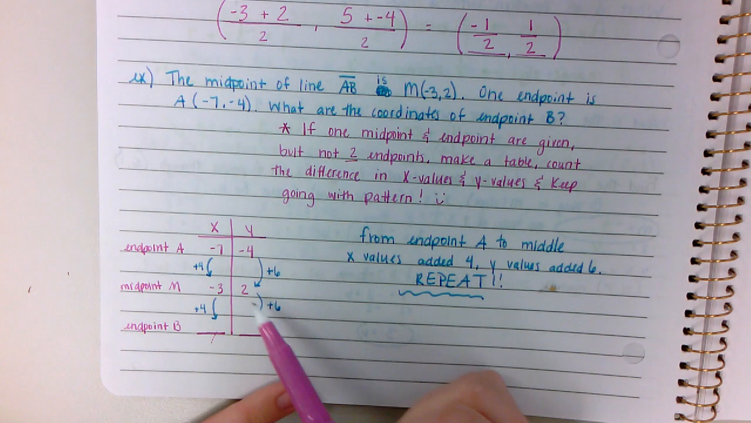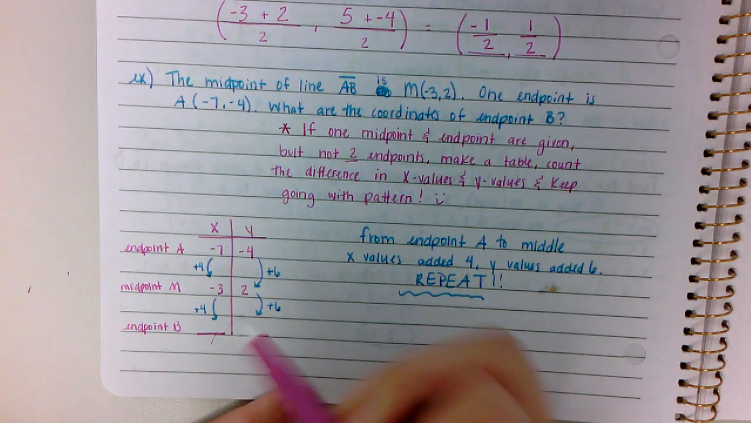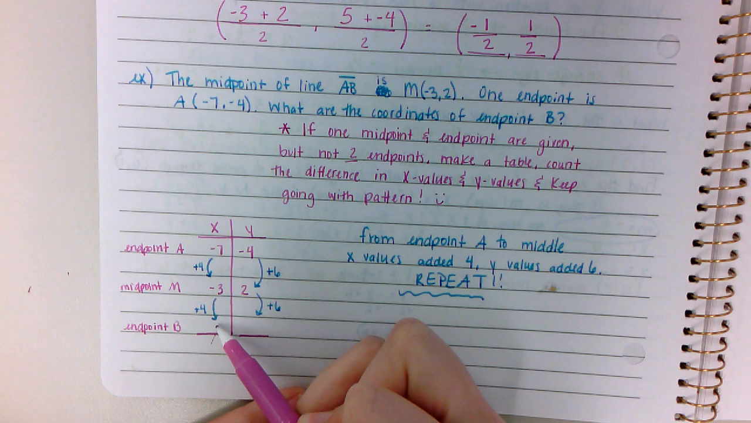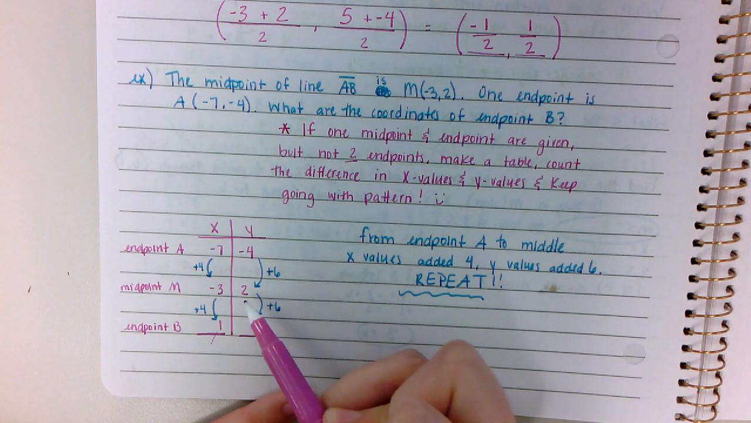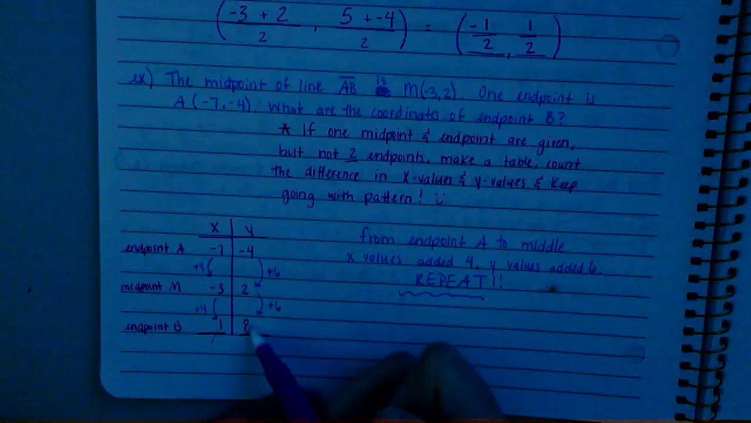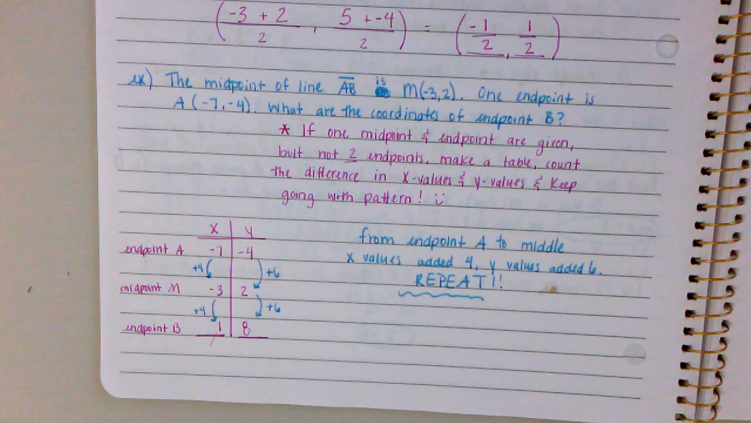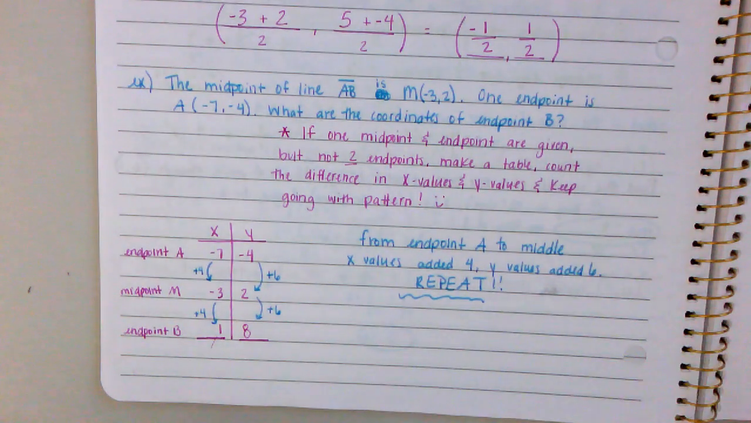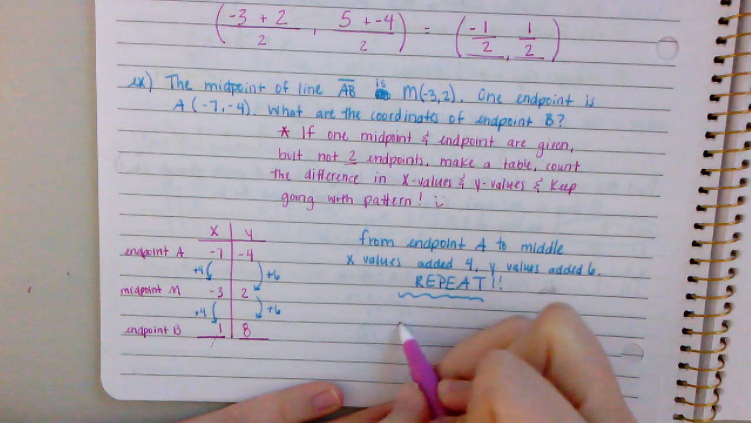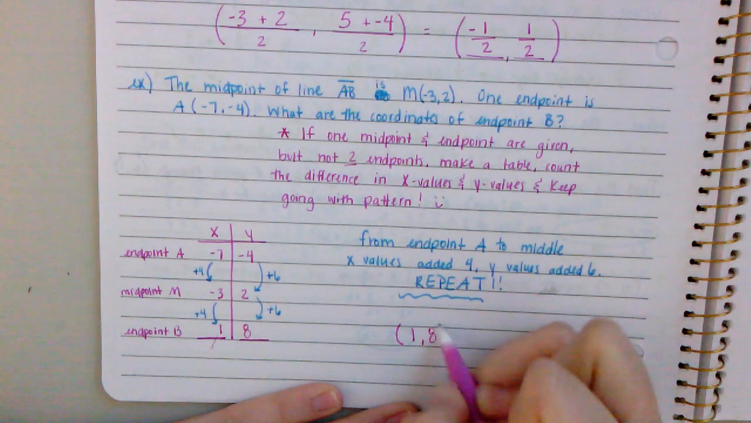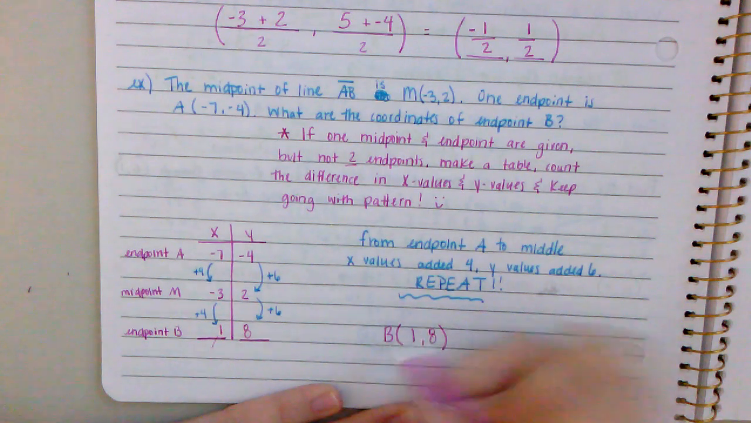So we're going to apply that same pattern again. -3 plus 4 is 1. 2 plus 6 is 8, which means our endpoint value is actually now going to be 1, 8. That's endpoint B.